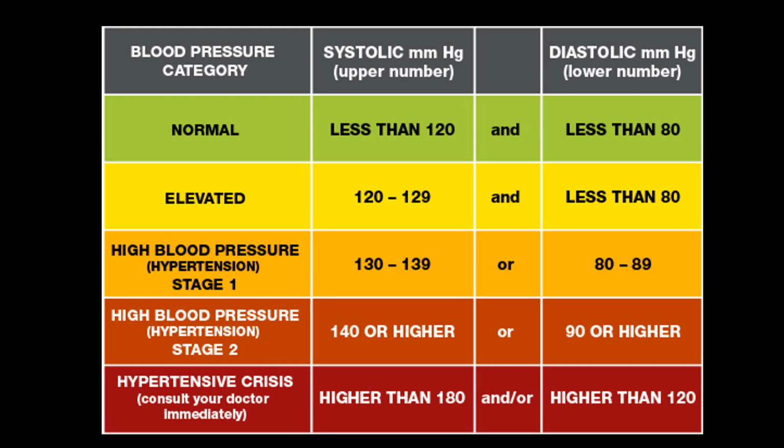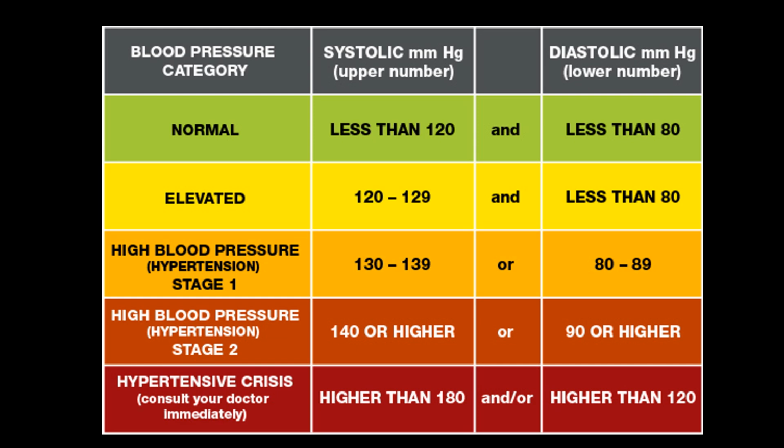That would be 119 over 79 and below. And then 120 over 80, which is the one we always hear as normal, is actually considered borderline hypertension already. And then you have stage 1, stage 2, and then you have your hypertensive emergency crisis.